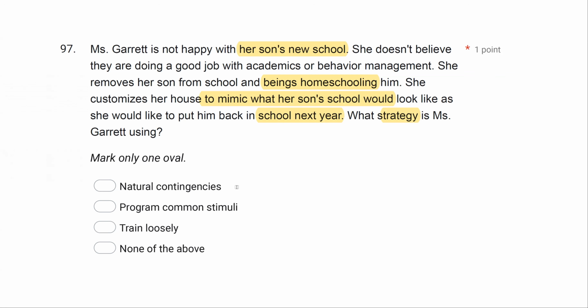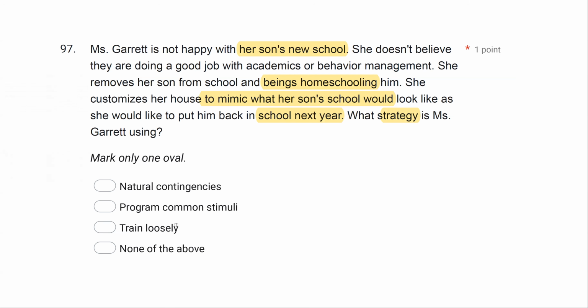B, program common stimuli. Is she programming common stimuli? Absolutely. She took the school, what it's going to look like, and recreated it in her house. She's programming those common stimuli that her son is likely to encounter. Now, if we look at C, train loosely. What's the difference between common stimuli and training loosely? Well, if she was training loosely, she would alter different stimuli that are irrelevant each day because she doesn't want those irrelevant stimuli gaining stimulus control over behavior.